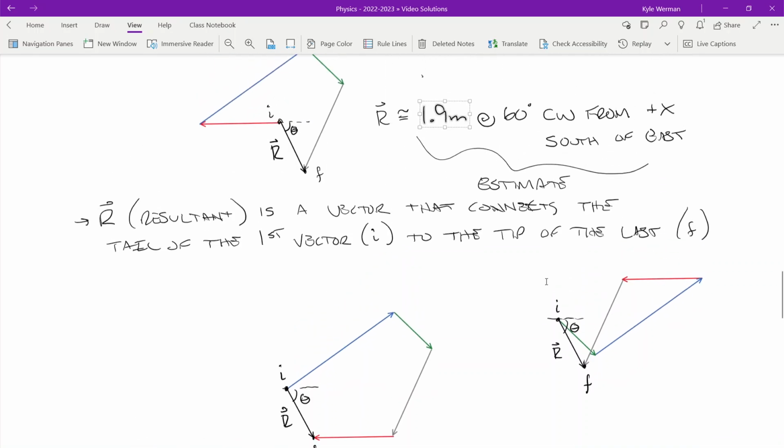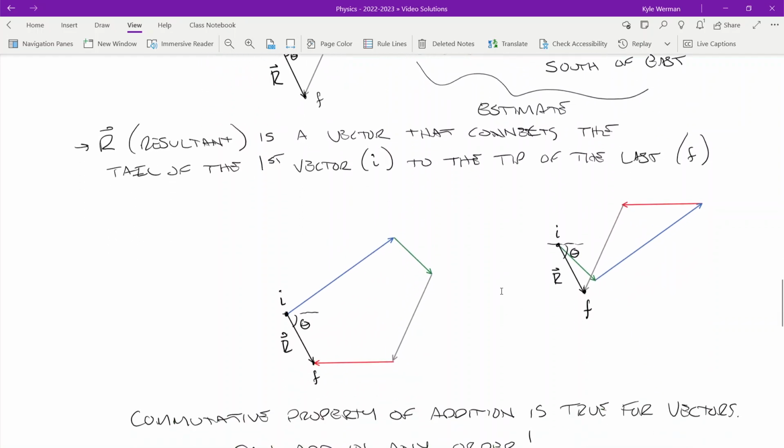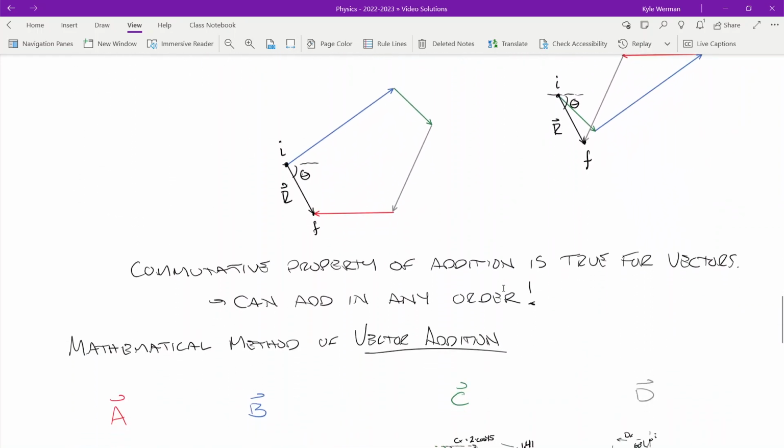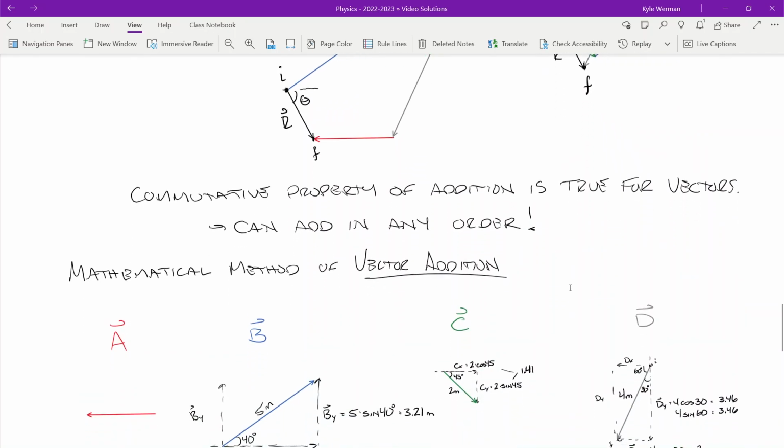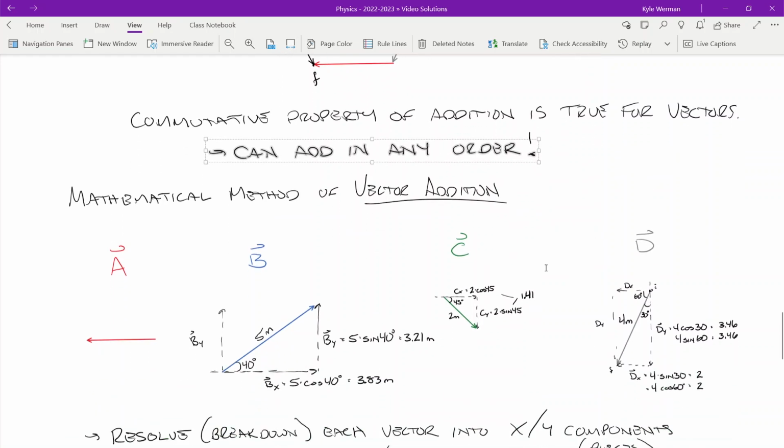At the end of the day, my total displacement r, this black vector, looks about the same no matter how I do it. And so it shows that commutative property of addition that is true with scalars, but it also is true with vectors. So I could actually add vectors in any order, which is kind of a neat property.